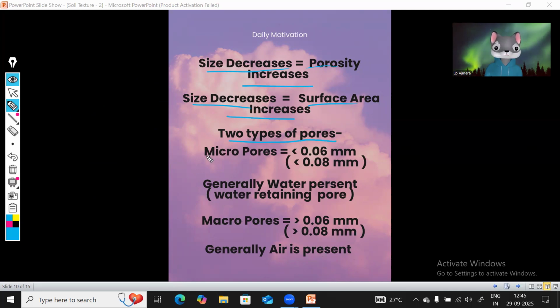Types of pores: micropores, where the size is about 0.06 mm. In micropores, generally water is held, and that's really water dependent. Where the pore size is more than 0.06, the drainage behavior is different.